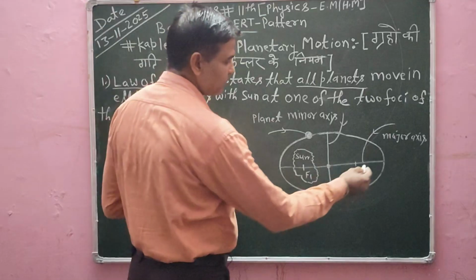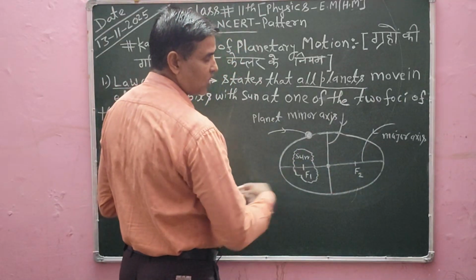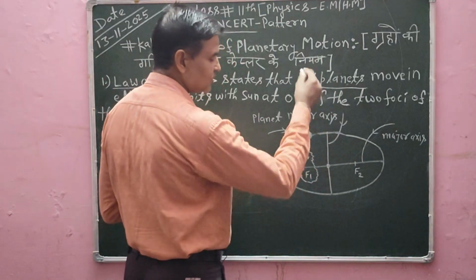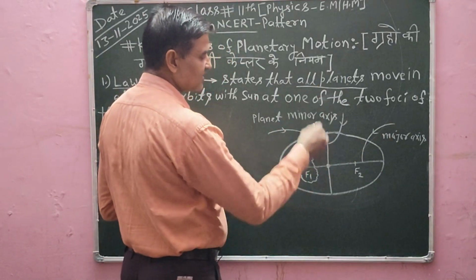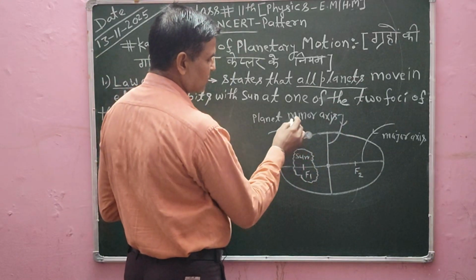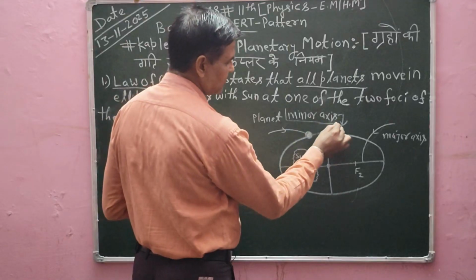Here I have drawn two axes. The axis along the x-axis I will say is the major axis, but the axis which is parallel to the y-axis, I will say is the minor axis. So here I have written the minor axis. This is the minor axis.